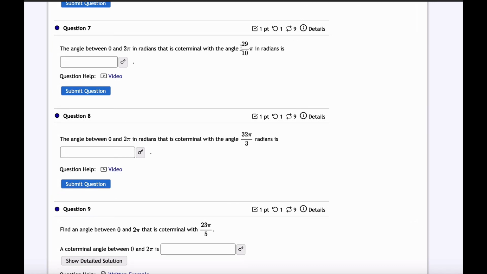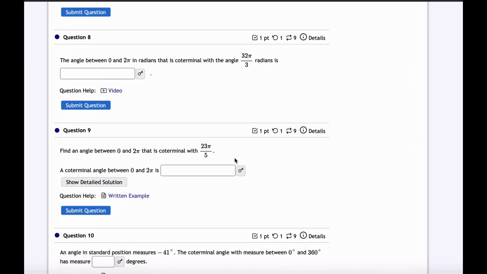So they're going to start you out with an angle that's not between 0 and 2 pi. 29 tenths, for example, is a little bit more than 2 pi. And what you have to do is find an angle that's coterminal with this angle that is between 0 and 2 pi. And then you do the same thing in question 8, and then you do the same thing in question 9.